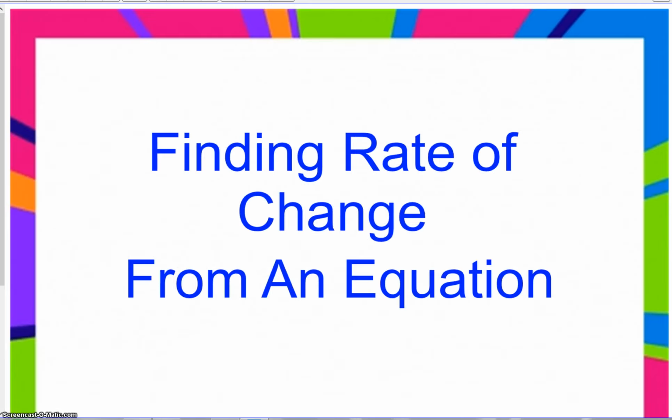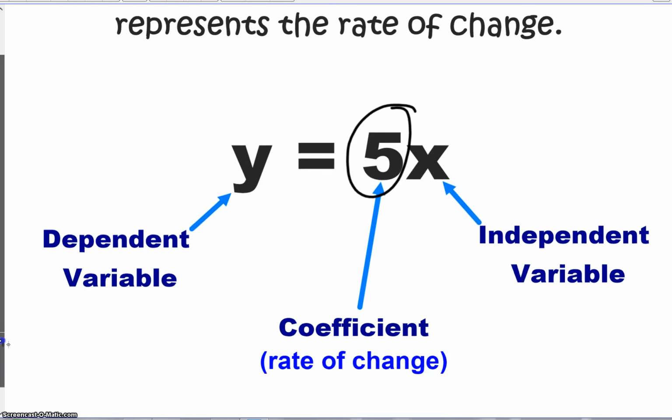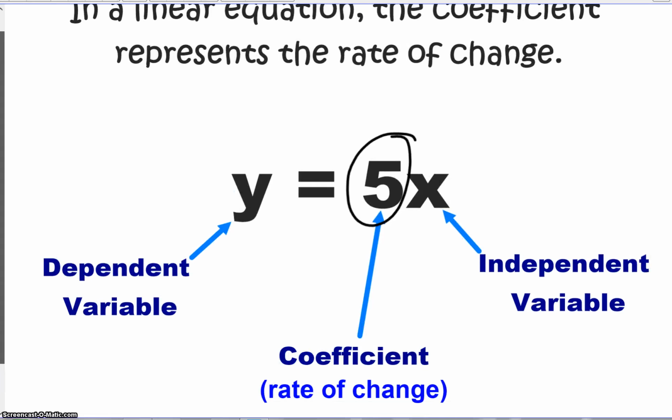So let's talk about what else we reviewed on Friday, or what we need to review from Friday. We learned how to find the rate of change from an equation. And I told you on Friday that the most important thing about rate of change is always to build your tables. So in a linear equation, the coefficient represents the rate of change. Here's where it gets easy for you. You do not have to build a table anymore when you're given a linear equation. This number right here, known as the coefficient, is going to be your rate of change.